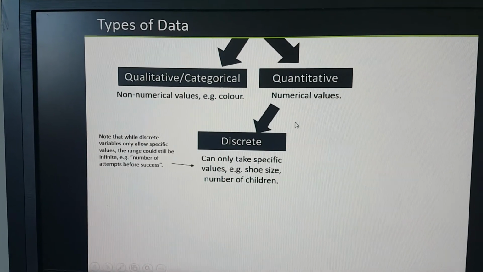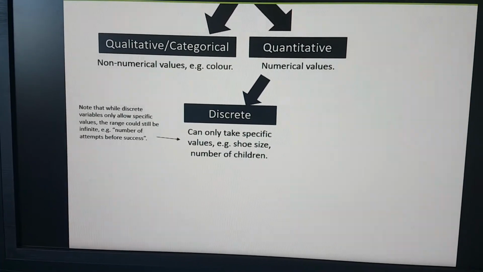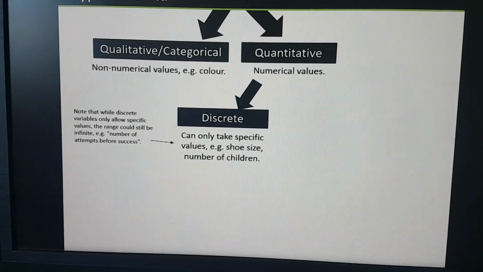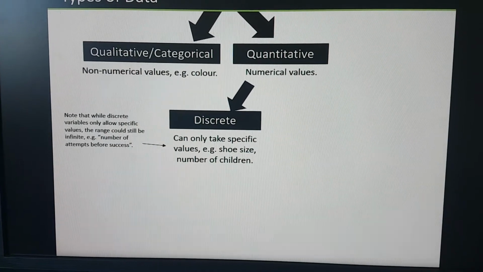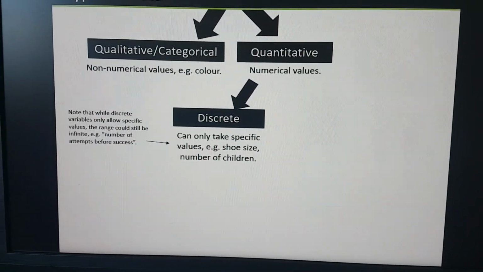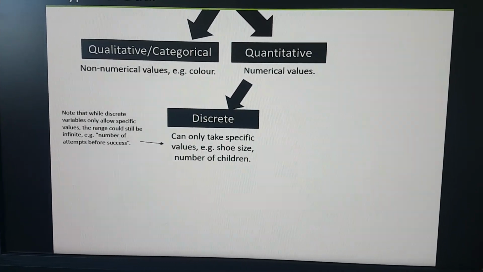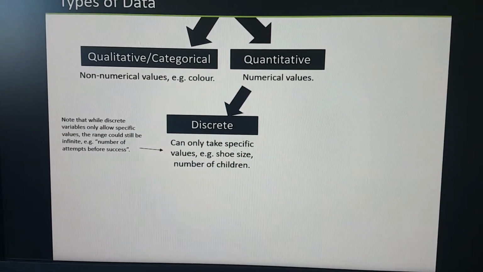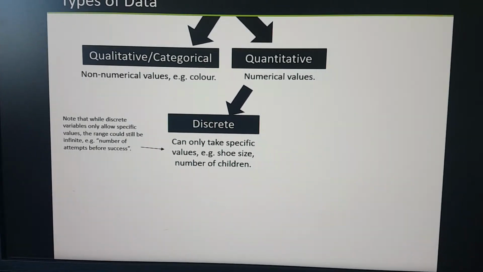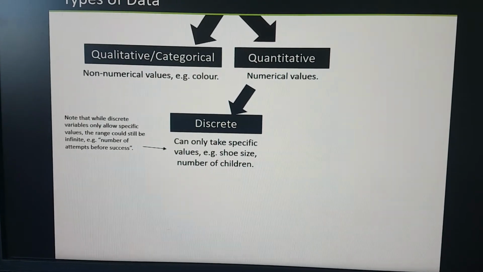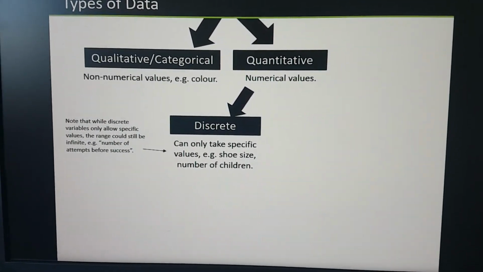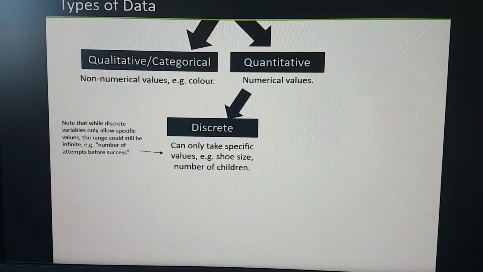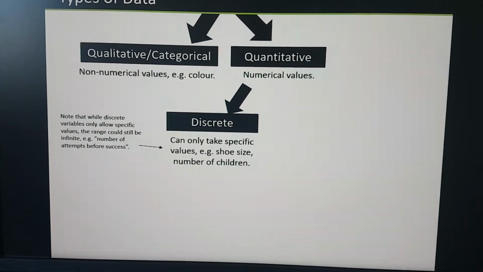The quantitative is split into discrete data. Discrete data can only take specific values. For example, the number of children. It cannot be 4.7 or anything like that. It can be just 4 or 5 or 6. Or shoe size. It can be just 5 or 5.5 or 6 or 6.5. It cannot be 5.4, for example, or 0.3.